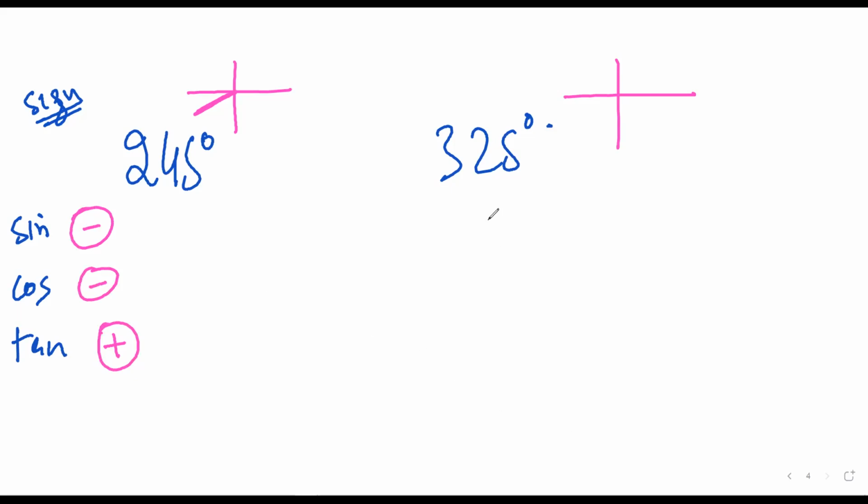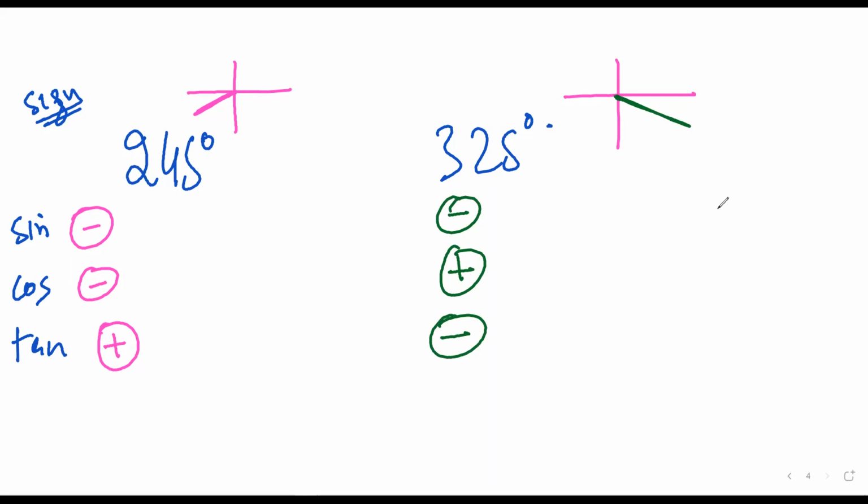We'll just do 3, 4 questions and you'll understand. 325 degrees in which quadrant? Fourth quadrant. So only one would be positive: cos. So only cos would be positive. The rest would be negative. Any doubt? No. Okay.